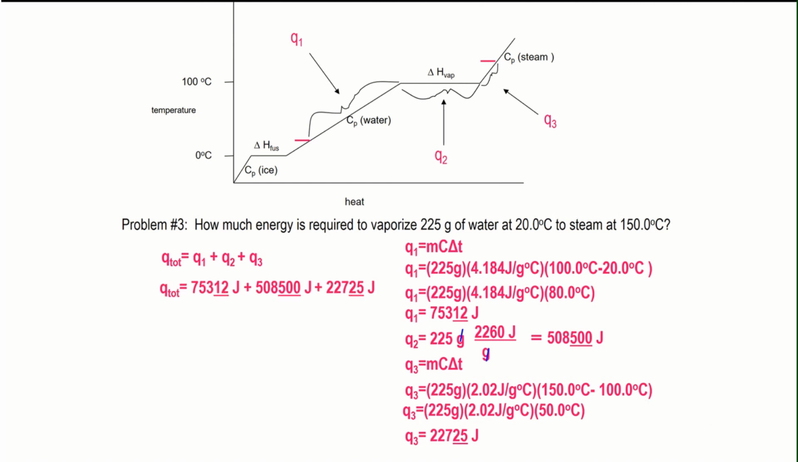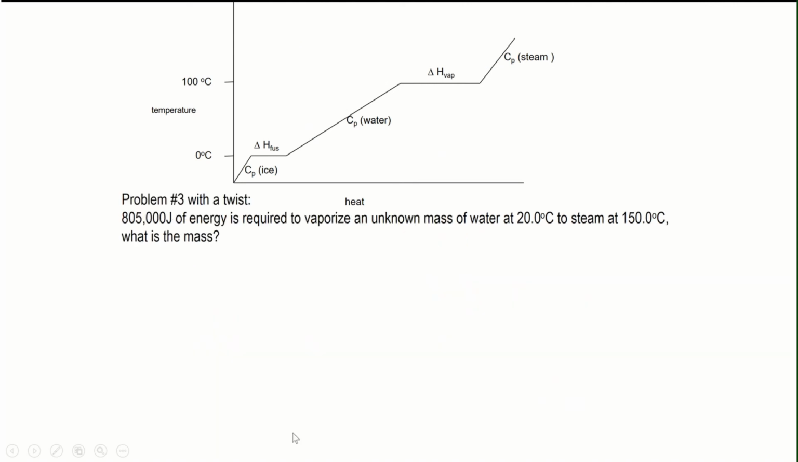Final step, add together all of our Q1, Q2, and Q3. Watch your digits. And the digits are a little bit different this time. This one goes to the hundreds column. This one only goes to the thousands column. And this one goes to the hundreds column. Well, we're limited to the thousands column. So our final answer should only go to the thousands column. That 5 is going to have the 6 round up. And we'll end up with 607,000 joules.